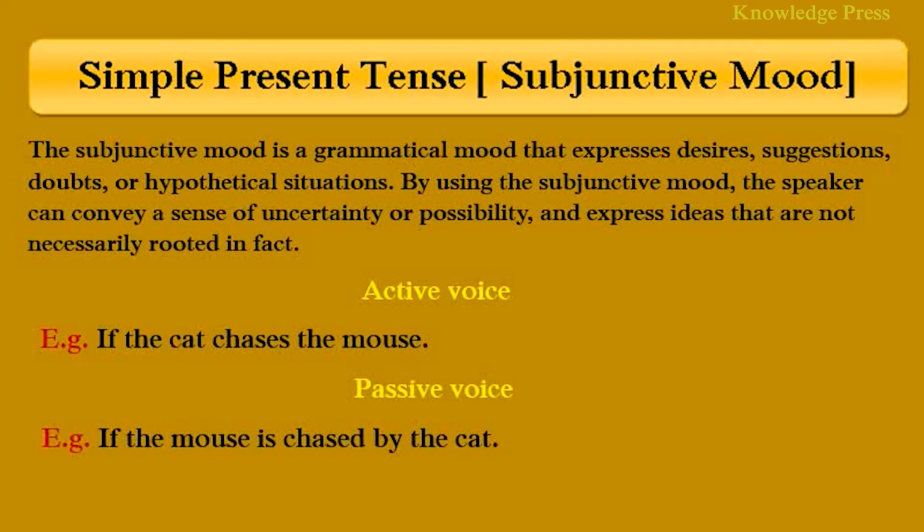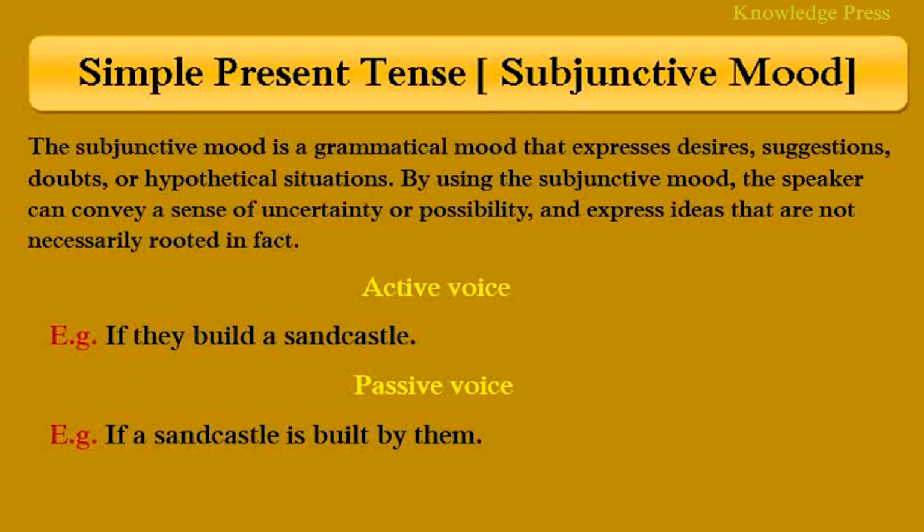Now see all the examples below. Active voice: if the cat chases the mouse. Passive voice: if the mouse is chased by the cat. Next example, active voice: if they build a sand castle. Now see the passive voice: if a sand castle is built by them.